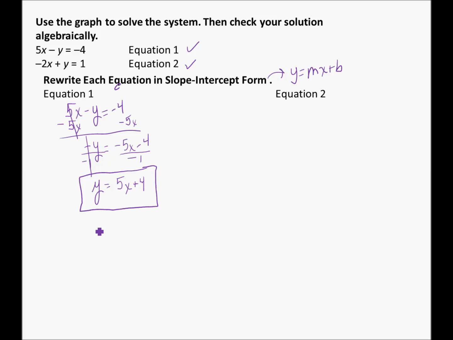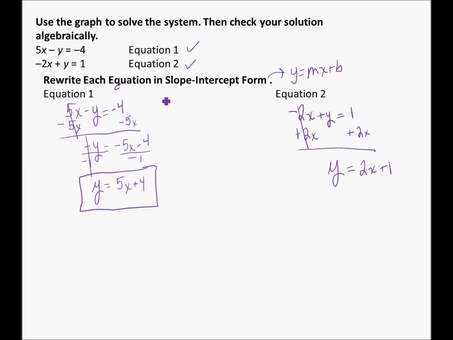Now I'm going to do the same thing for the other equation. I have negative 2x plus y equals 1. Well, I want y by itself, so I have to get rid of this negative 2x. I have to do the inverse operation, which would be addition. So I add 2x. I add 2x. This cancels out, leaving me with y equals 2x plus 1.